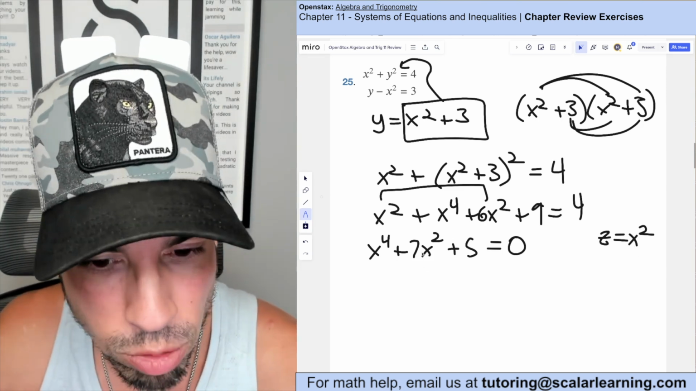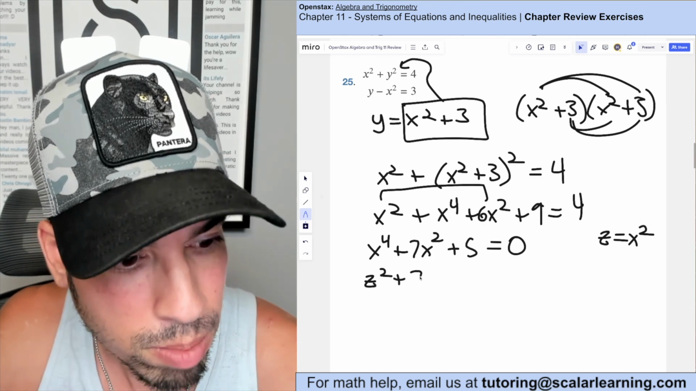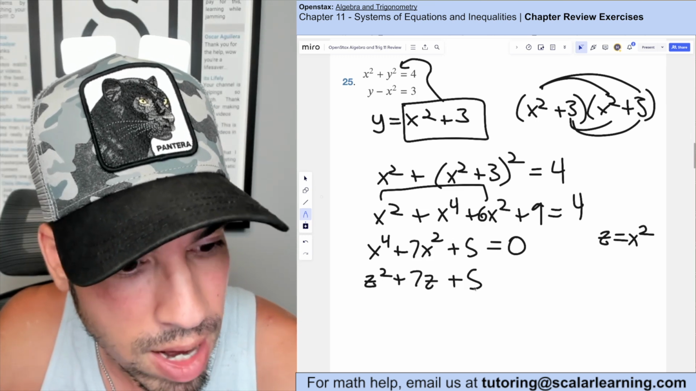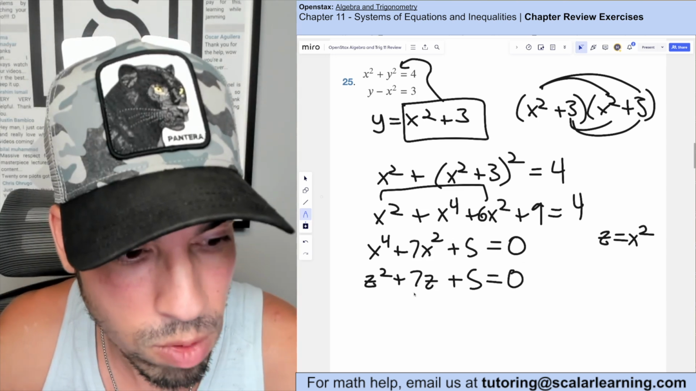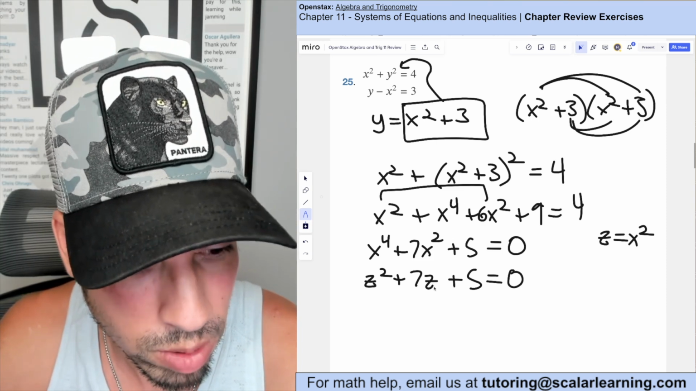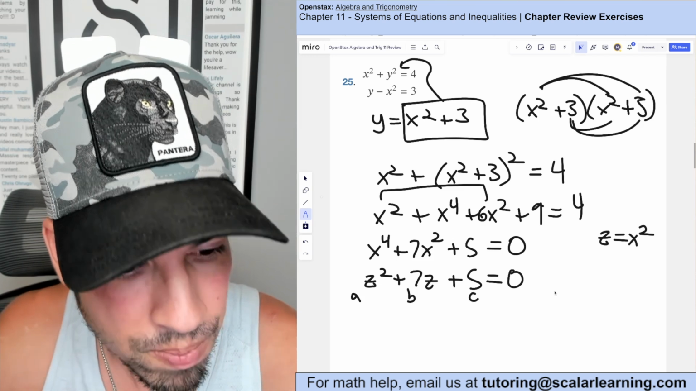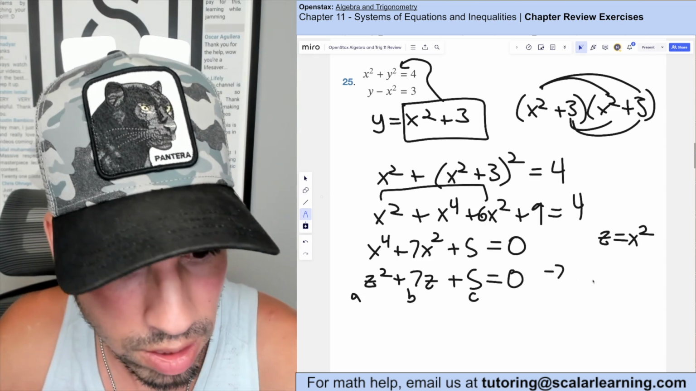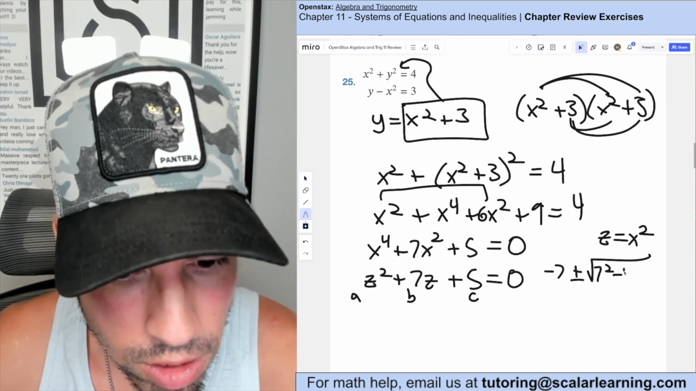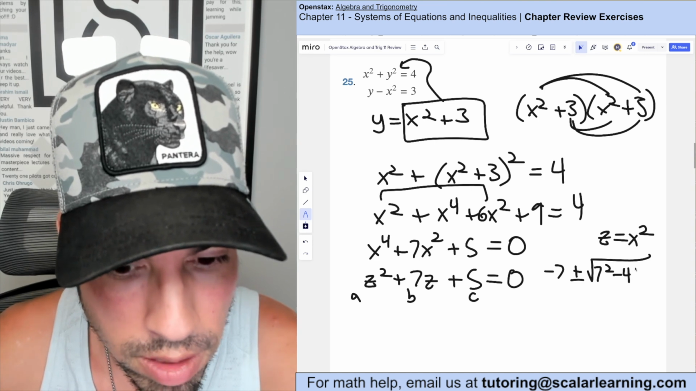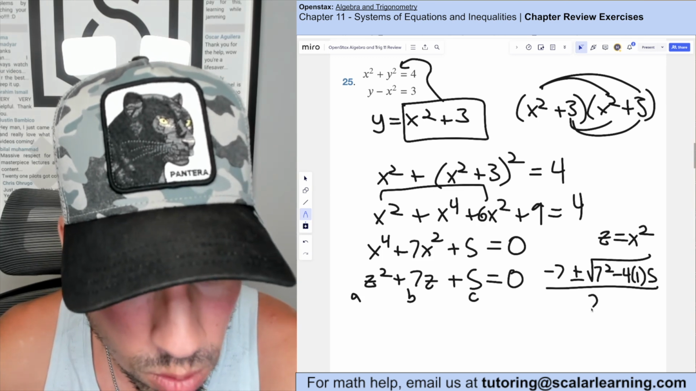And we can, but this is not factorable, by the way. We can plug in z for x squared. So now we got z squared plus 7z plus 5 is equal to 0. All right, now we can use the quadratic formula to see if we can get a solution. So we got, again, a, b, and c. We got negative b, which is negative 7, plus or minus the square root of b squared, 7 squared, and then we get minus 4a, which is 1, and then c, which is 5, all over 2a, which is 2 times 1, which is 2, okay?